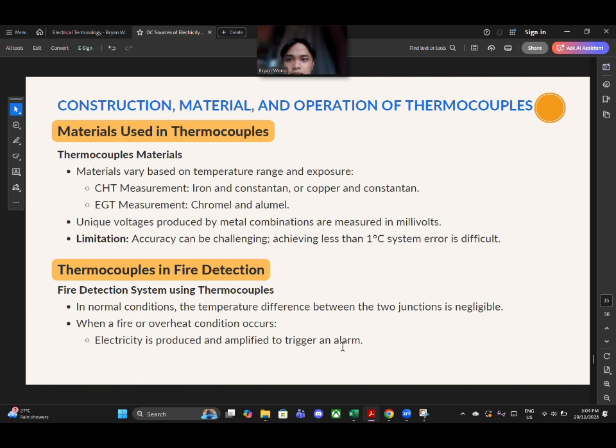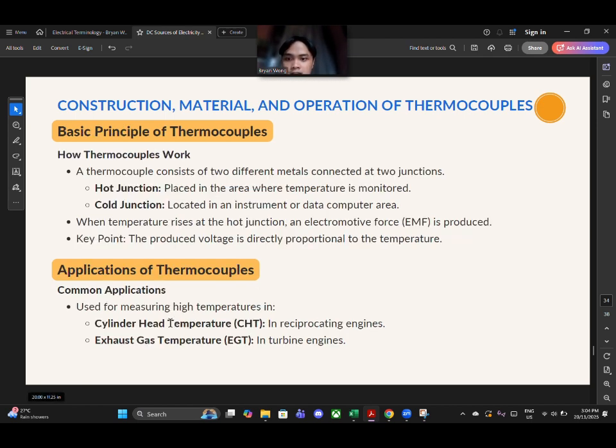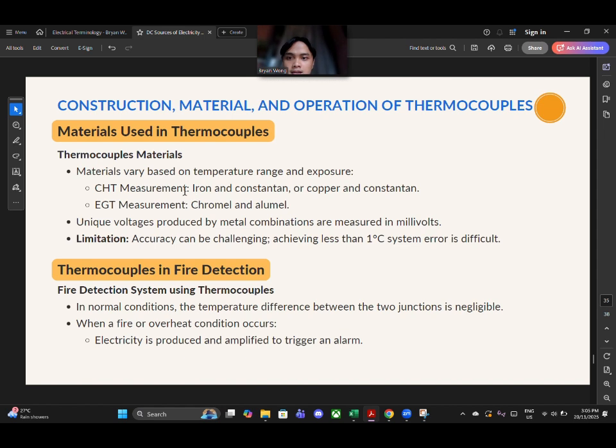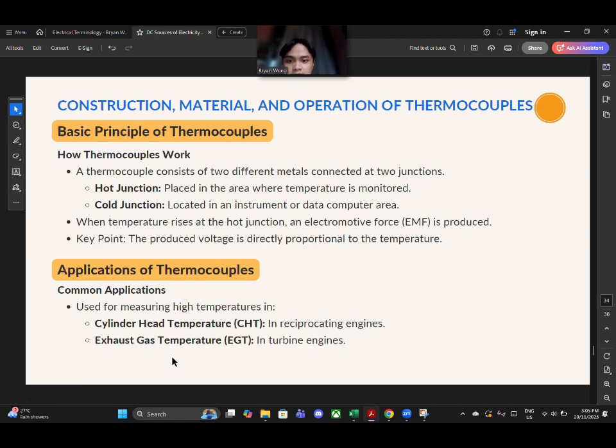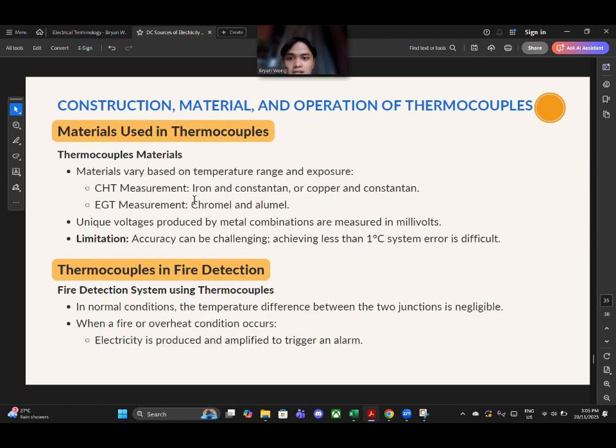What are the materials used in thermocouples? The materials vary based on temperature range and exposure. For CHT measurement, CHT is cylinder head temperature, iron and constantan or copper and constantan are used. For engine exhaust gas temperature measurement, chromel and alumel are used. The unique voltages produced by metal combinations are measured in millivolts.